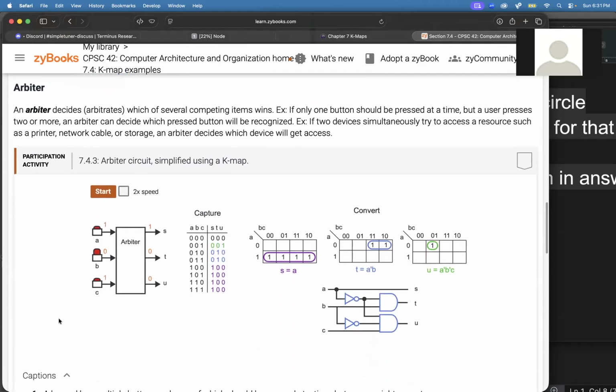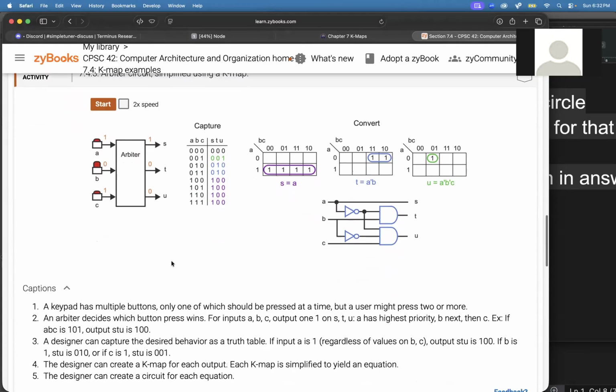All right. An arbiter arbitrates which of several competing items win. If only one button should be pressed at a time, but a user presses 2 or more, an arbiter can decide which pressed button will be recognized. If 2 devices simultaneously try to access a resource, such as a printer, network cable, or storage, an arbiter decides which device will get access. And they're saying that this does it.